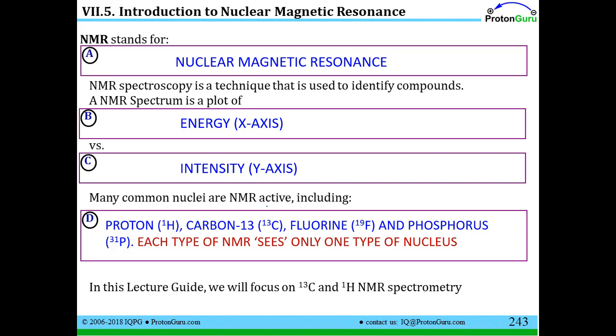organic molecules. And since most organic molecules have protons and carbons in them, we're going to focus on proton and carbon NMR techniques. But there are many other nuclei that can be explored by nuclear magnetic resonance technique, such as fluorine-19 or phosphorus-31. One important thing to remember is that if I'm running a proton NMR spectrum, that technique will only report on the properties of protons in that molecule.